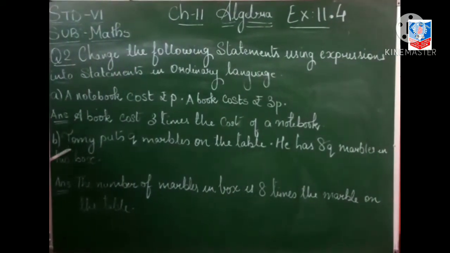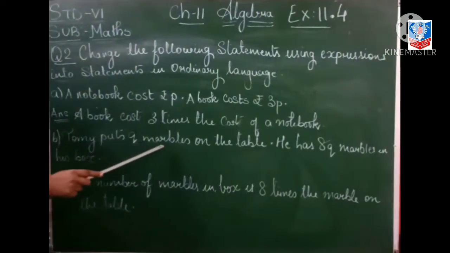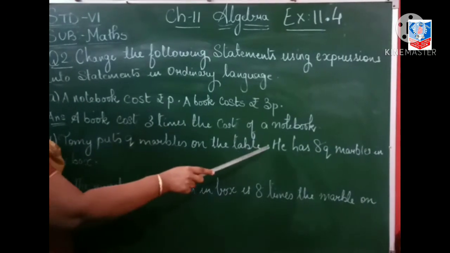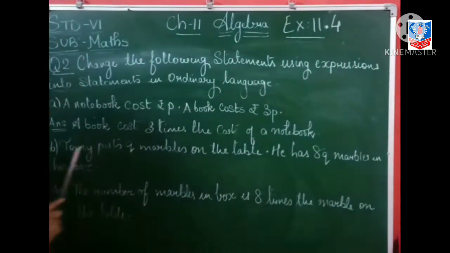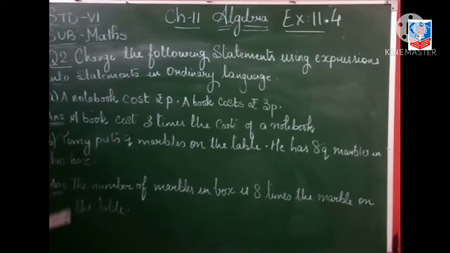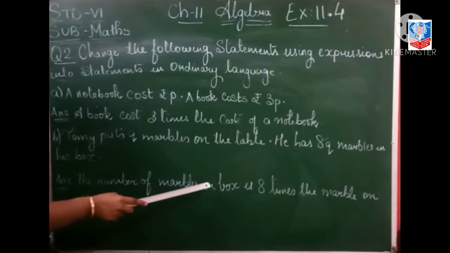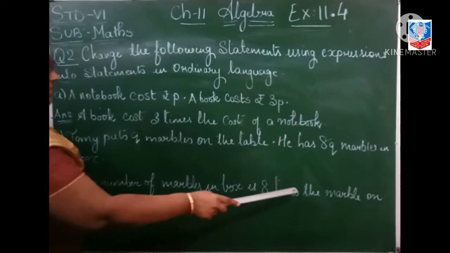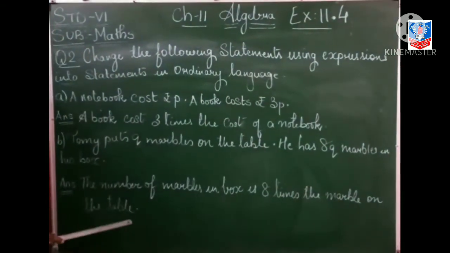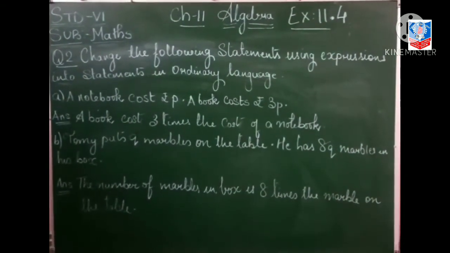Now next, Tommy puts Q marbles on the table. He has 8Q marbles in the box. Our answer is, the number of marbles in the box is 8 times the marbles on the table. Understood?